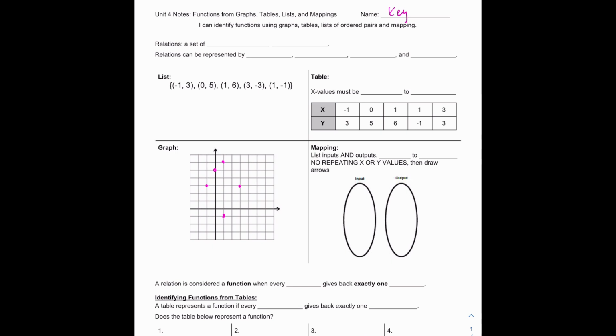The goal here is to identify functions using graphs, tables, lists of ordered pairs, and mapping. So first we're going to talk about relations. Relations are a set of ordered pairs that can be represented by lists, graphs, tables, and mappings.